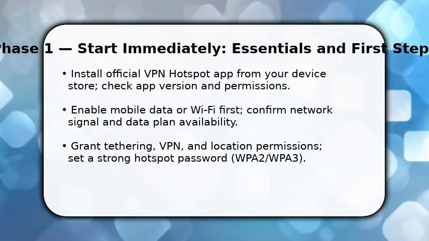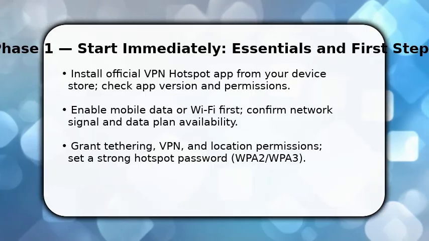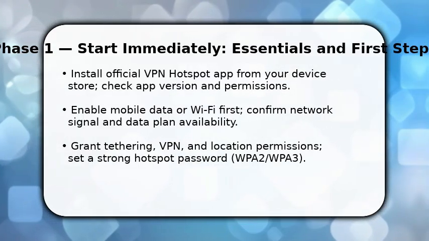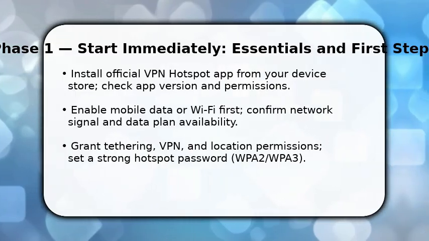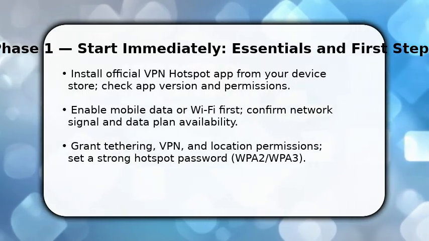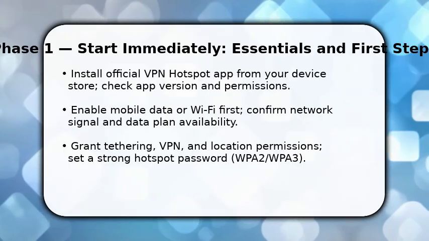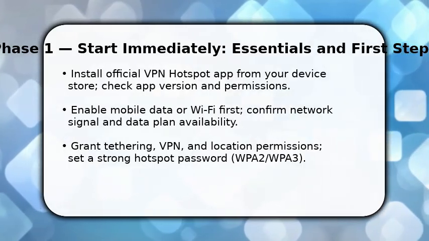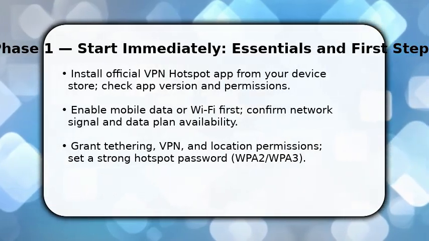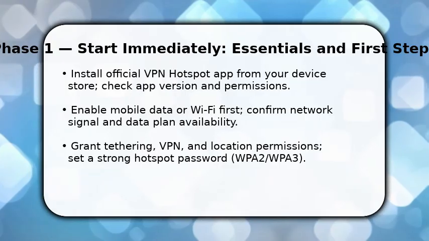You start by confirming prerequisites and taking the first actionable steps. Open the VPN Hotspot app, sign in, and allow required permissions for tethering and VPN. Make sure mobile data or host Wi-Fi is active because the hotspot routes traffic through that interface. Set a clear SSID and a WPA2 or WPA3 password. Doing this now prevents unauthorized access.